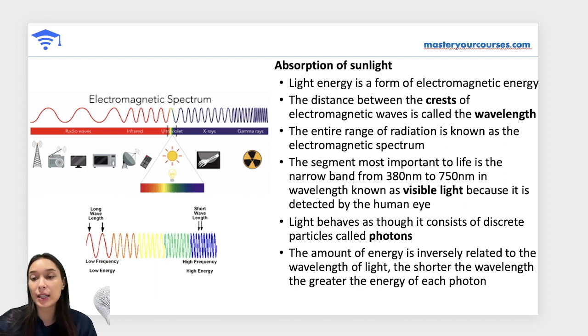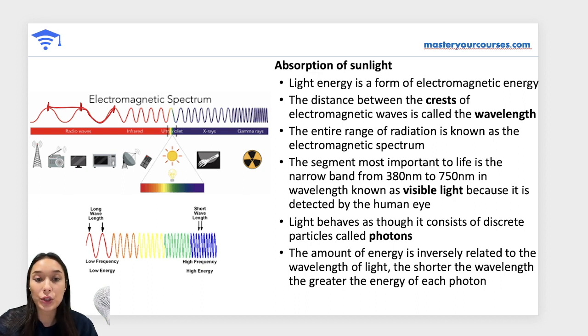So light energy is a form of electromagnetic energy, and the distance between crests of electromagnetic waves are called wavelengths. So the crest of a wavelength is the top part, so the very highest point. If we were to look over here at these red ones, the crest of this one would be here, and the crest of this one would be here. It's the very top point. Now the wavelength is the distance between those crests. That's the length of one wave, because then this would be the next wave to the next crest, and so on and so forth. So that determines how long a wavelength is.